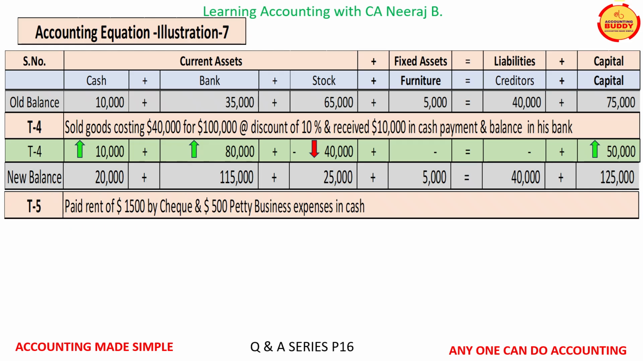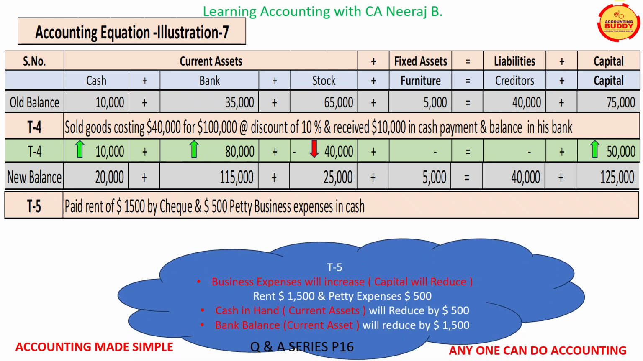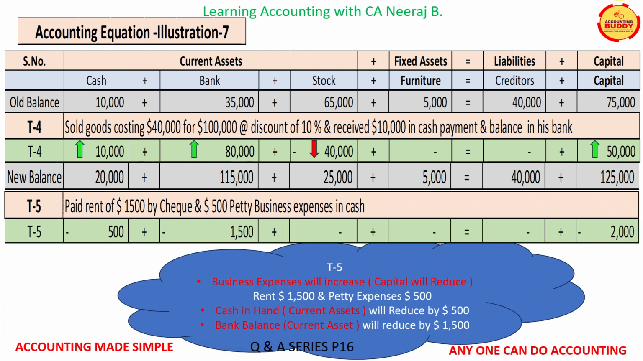Transaction T5 on your screens is: $1,500 of the rent is paid by check, and business petty expenses of $500 are paid by cash. If we analyze this transaction, three accounts will be affected: cash in hand, bank balance, and capital. Cash and bank, being assets, will affect the left hand side of the accounting equation, and the capital will affect the right hand side of the accounting equation.